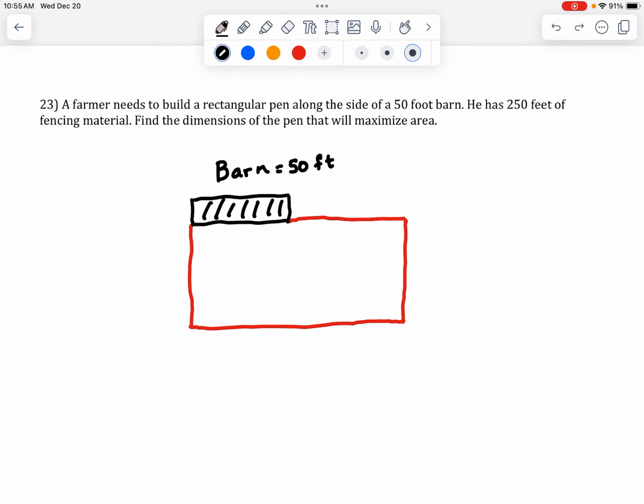All right. The next thing is there's 250 feet of fencing material. So right now, I don't know how wide or how long this is going to be. So I could say that this side is X, and this side is X, and this side is Y. And then maximize area. Well, area of a rectangle, you just multiply the two sides. So area will be X times Y.